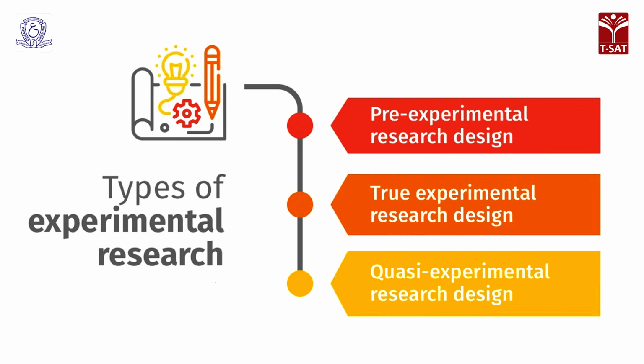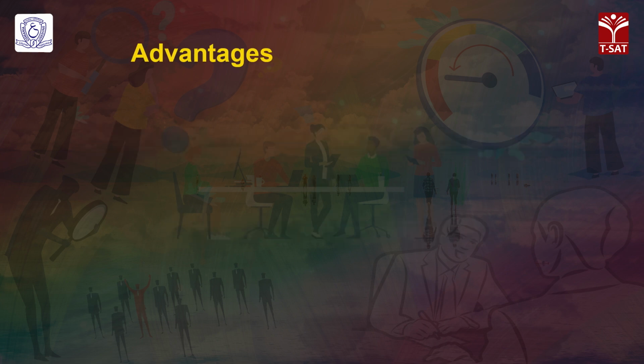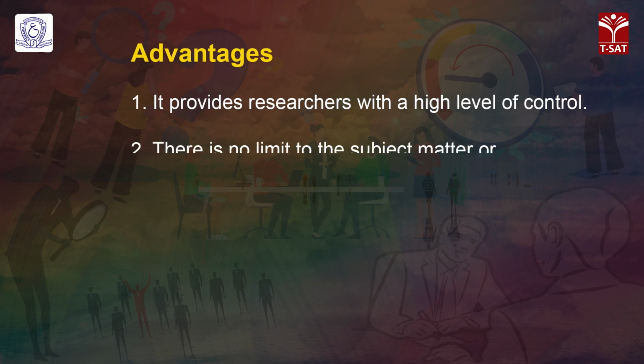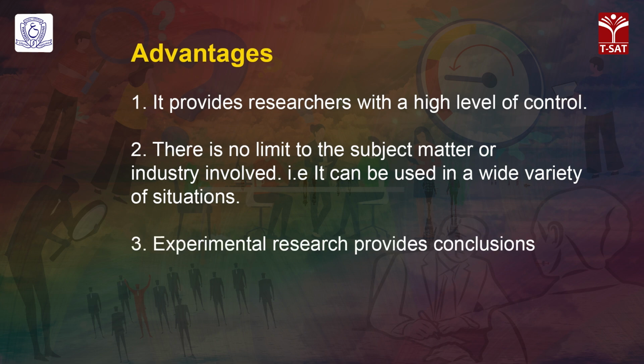Now that we have understood how the experimental research method works and what the types of experimental methods are that can be used in research, let us look at the advantages and disadvantages of the experimental method. The advantages are: 1. It provides researchers with a high level of control. 2. There is no limit to the subject matter or industry involved. That is, it can be used in a wide variety of situations.